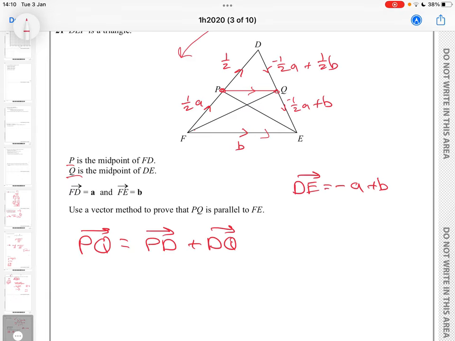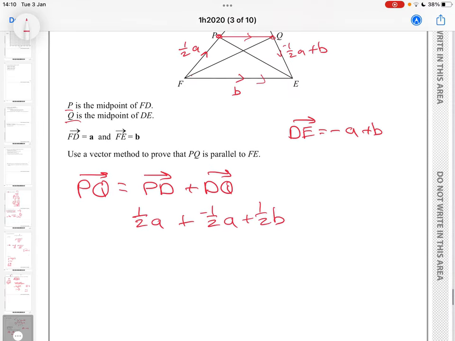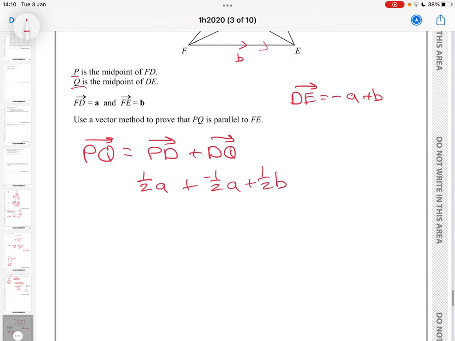Well, I can do P to D and then add D to Q. So I know that PD, if I put the a in, is a half a. And I know that DQ is negative a half a plus a half b. So then look here, if you simplify, a half a plus negative a half a, they're going to cancel out. So my answer here is going to be a half b.